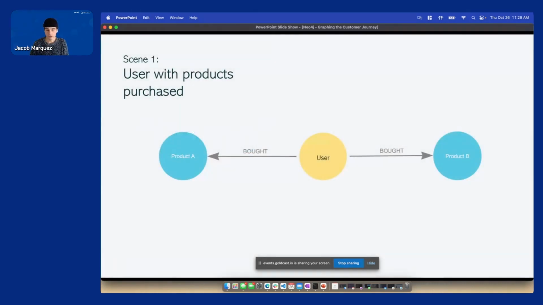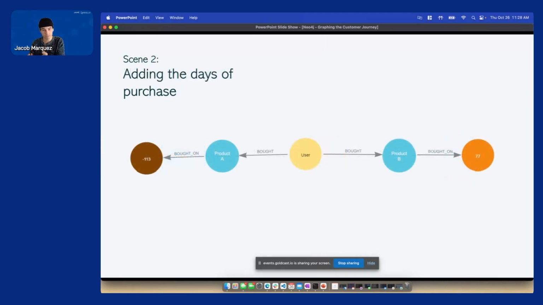So you have a user, the user bought two products, product A on the left side and product B on the right side. There were particular days in which they bought those products. On the left side, it's negative 113. And then on the right side, it's 77. And those numbers are relative to the first day they were active within the product. So the first day they were active is day zero. So 113 days before that, they purchased product A. 77 days after that, they purchased product B, which in this case is the product that they are active in.